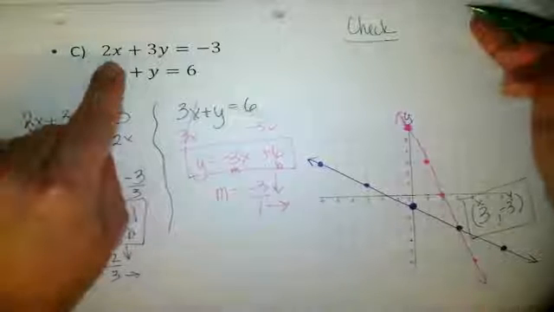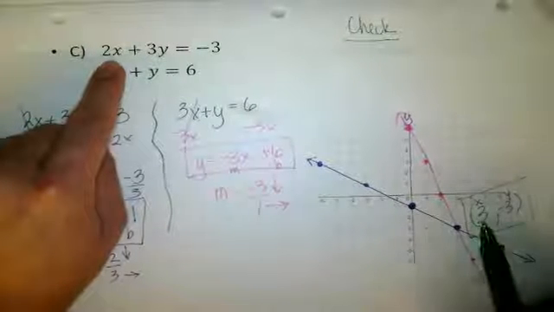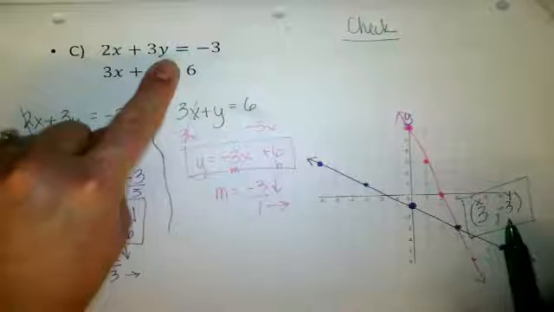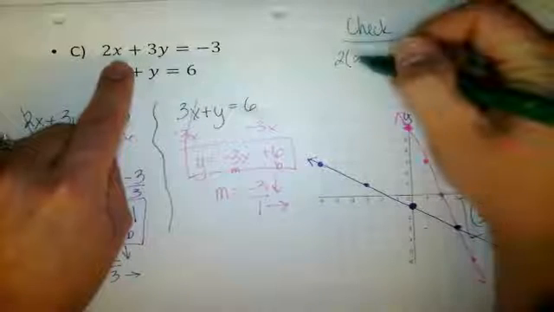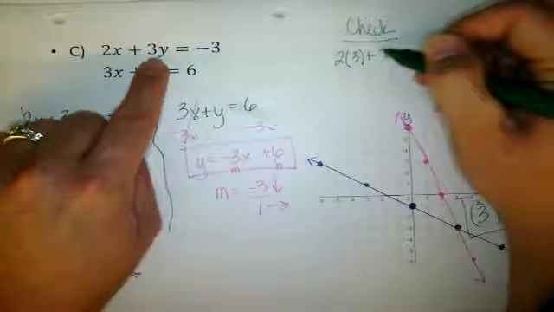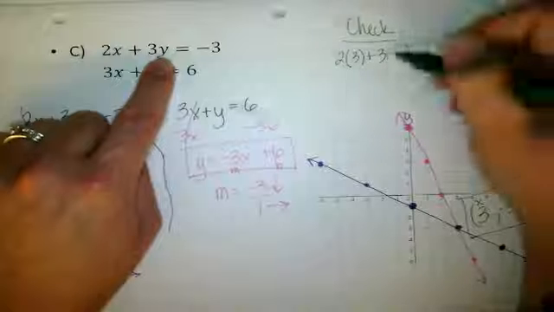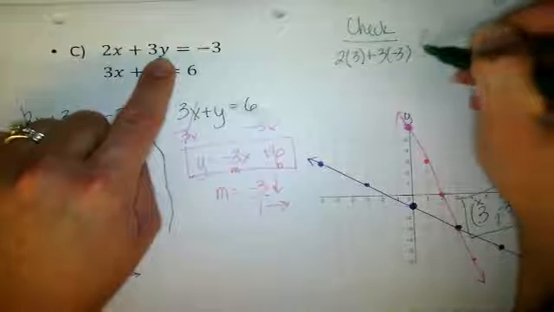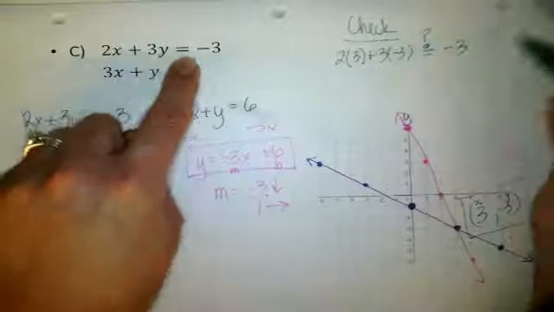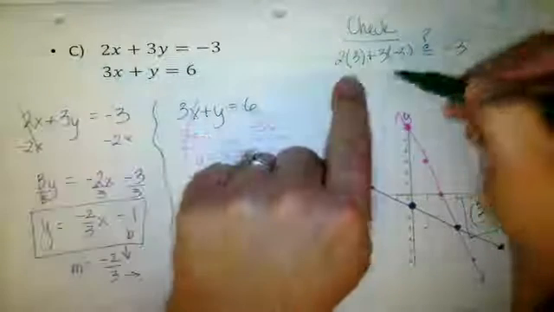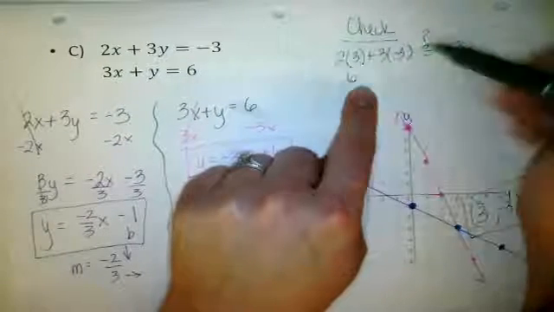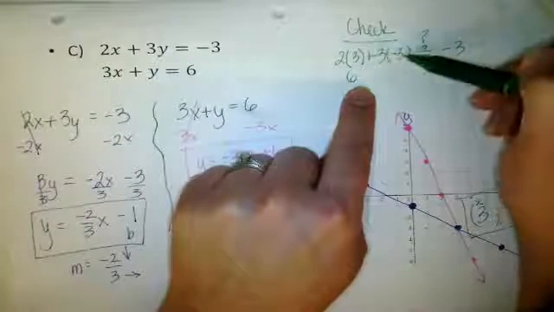So I'm going to go back to my original equation, and I'm plugging a 3 for the x and a negative 3 for the y. So I would have 2, and in place of x, a 3, plus 3, and in place of y, a negative 3. And we're asking the question, does it equal that negative 3? So I'm going to multiply and get 6. And what's 3 times negative 3?